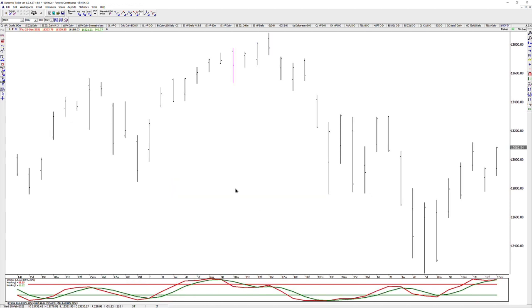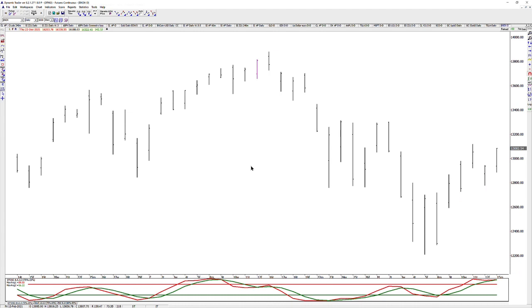This is, by the way, Tesla. No, it's not. That's the NASDAQ daily data. It's all the same for every time frame. Let's look at this period right here.